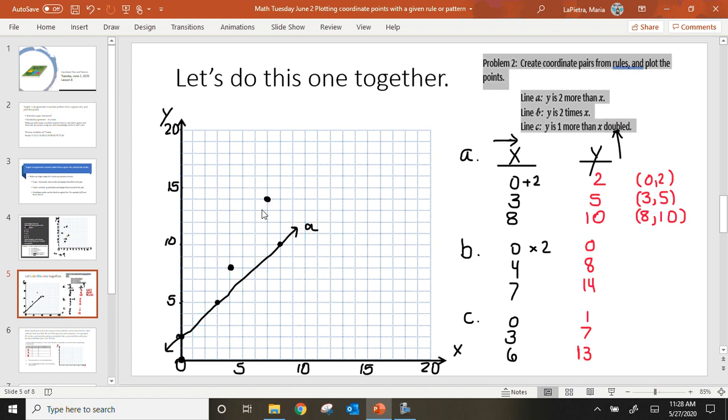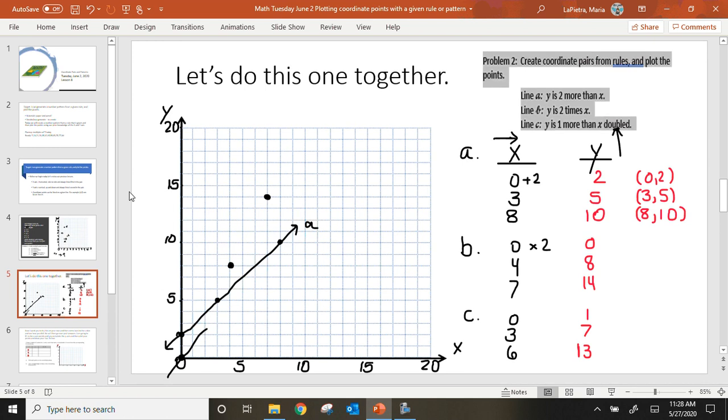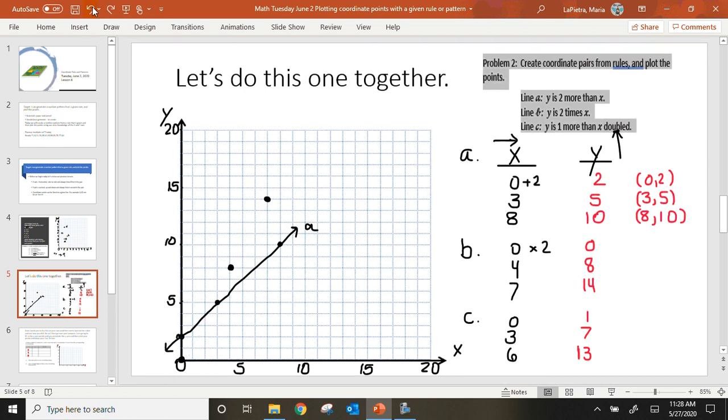Again, I'm going to try to make a very straight line through the points. Oops, sorry guys. It's really hard to make these lines, but I'm going to try because I don't have a ruler. And it should go right through those points, and this is going to be B.